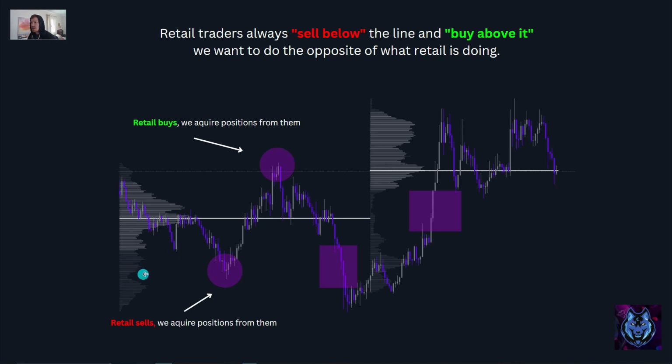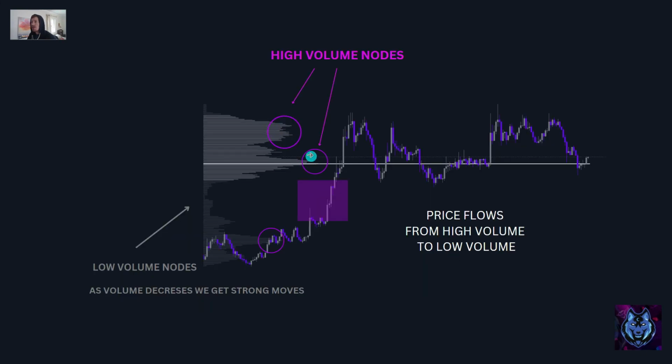As you can see, we've got these low volume node areas marked out. These are the high volume node areas here where they've got the most volume on the chart. And this is the low volume area, as I've marked out here. These are the low volume nodes. As volume decreases, we get these strong moves in the market. So the orders are executed from the high volume nodes, and the big moves happen through the low volume nodes. Price flows from high volume to low volume.